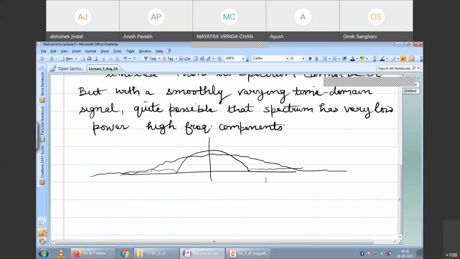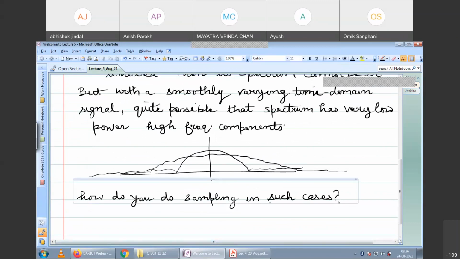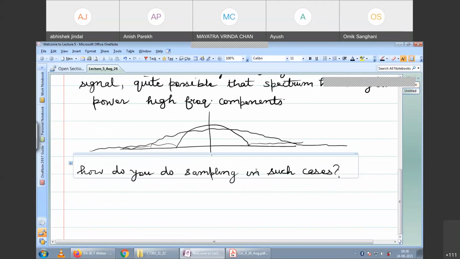So in such scenarios, how do you do sampling? This is the most important part of the sampling study. When you want to use it in practice, you have to use it the way I will be telling you. So what is the best strategy?